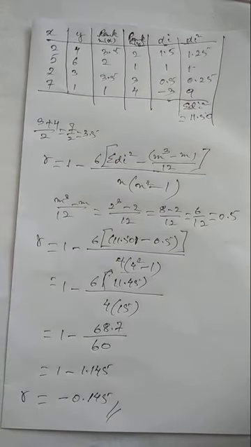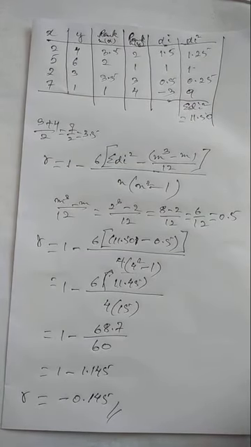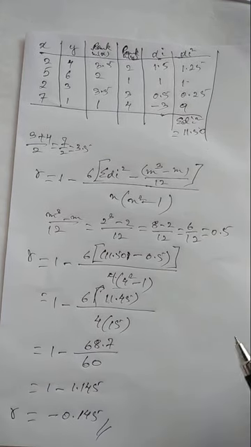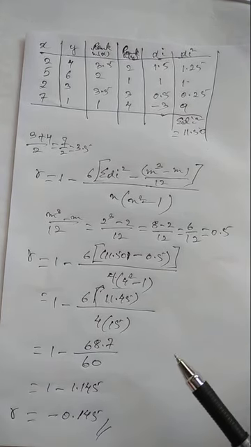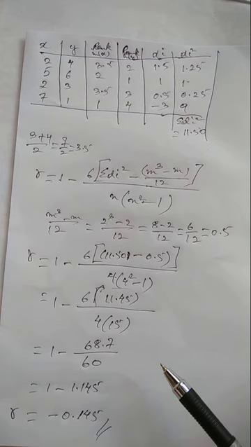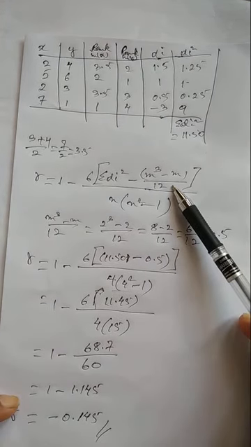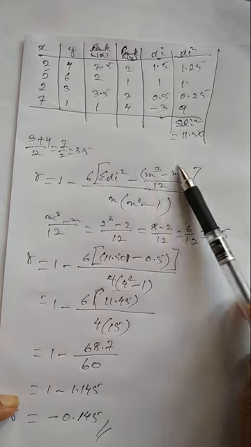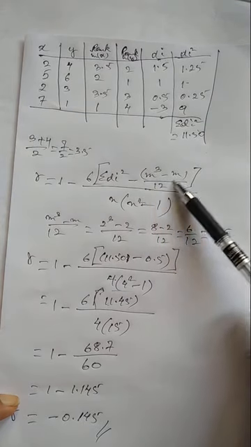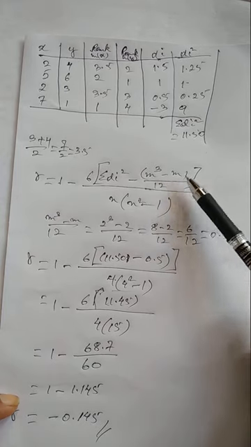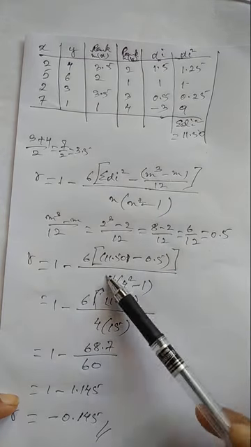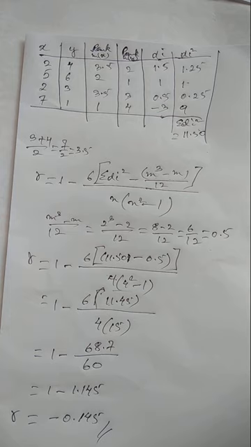That means they have a negative relation. Got it? So if you have repeated rank correlation, first of all you give the average rank to the individuals at their respective positions. Then you make the adjustment in the formula. First you calculate m cubed minus m by 12, and once you have it, you adjust it in the formula. Got it?